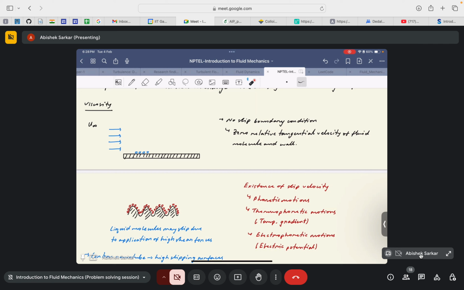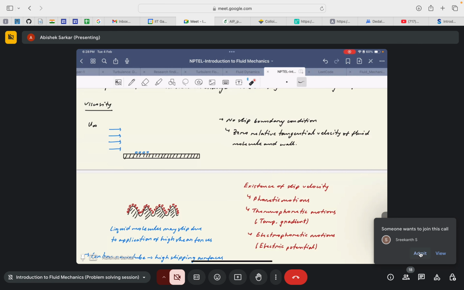So there is the no slip boundary condition, which defines that there is zero relative velocity between the fluid molecules and the walls. For example, if this wall is stationary, the velocity of the fluid molecules that are attached to this wall will also be zero. Or in other words, if this plate is moving with some velocity v, then the fluid molecules will also move with that velocity v.